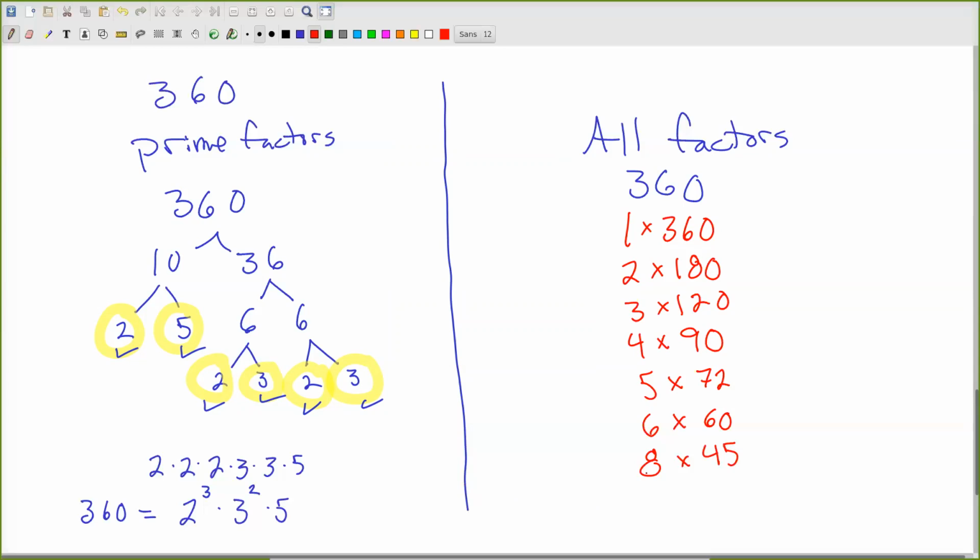All right, so let's see, where am I? 8, I believe, is 45. 9 should go in there because 3 plus 6 is 9. 40 times? 9 times 4 is 36. 10, I saw that one earlier. 10 times 36. Uh-oh, I'm running out of room. I'll have to come up here.